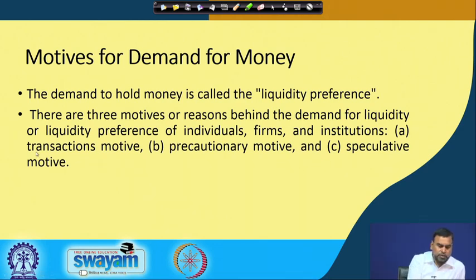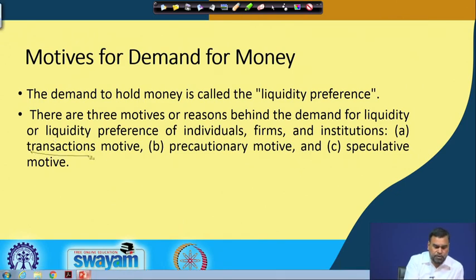One is the transaction motive. The first motive Keynes has identified is the transaction motive. Then you have the precautionary motive, then the speculative motive, because the speculative motive is there because of investment in the market. So, that means money is demanded for three reasons.